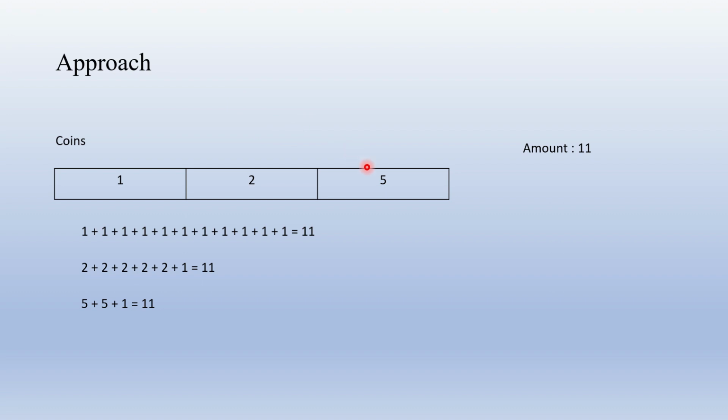Let's see the greedy approach. In the greedy approach, we take the largest value 5 and subtract it from the amount. The remainder is 6. To make 6, we need 3 twos. The greedy approach may or may not give the total amount. So we use dynamic programming.